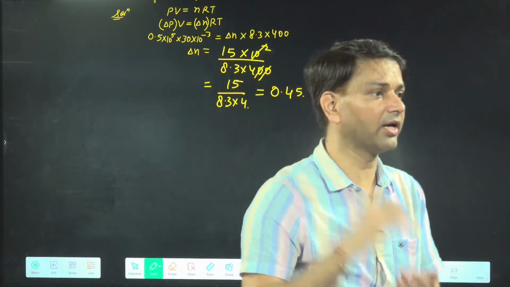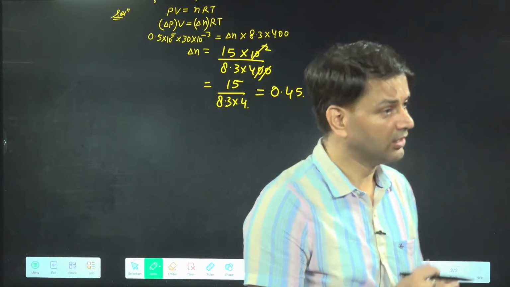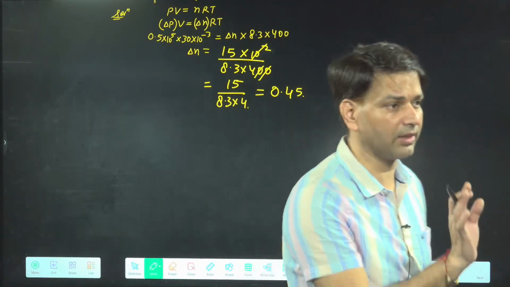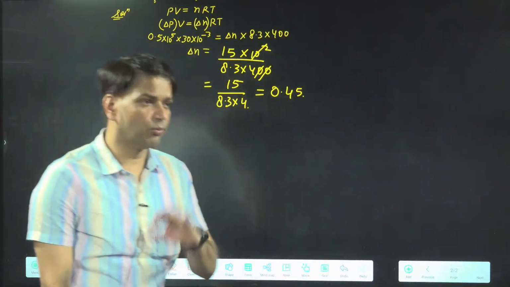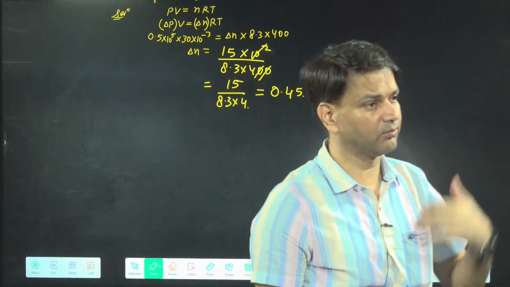Then can I use any law? We cannot use any gas law here, because the gas leaks out and the mass of the gas is not constant. So that is the only process. First we have to find the number of moles leaked out. Now from the moles leaked out and the given density, we can find the molar mass.